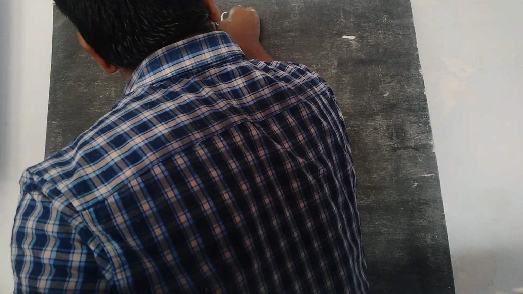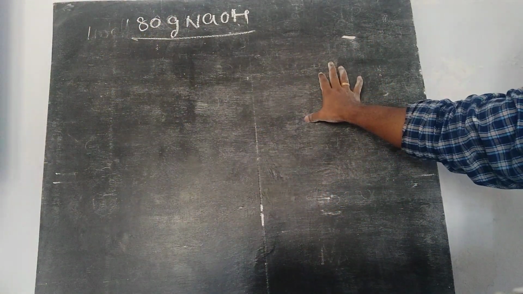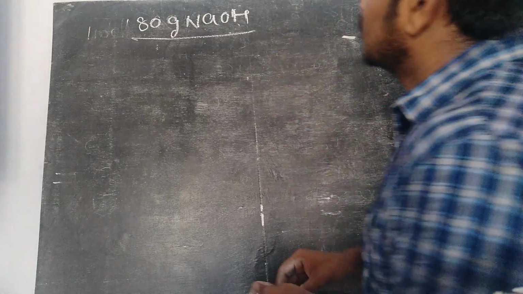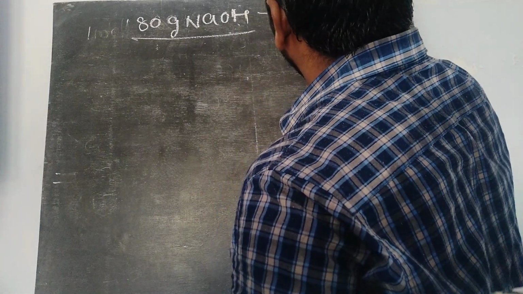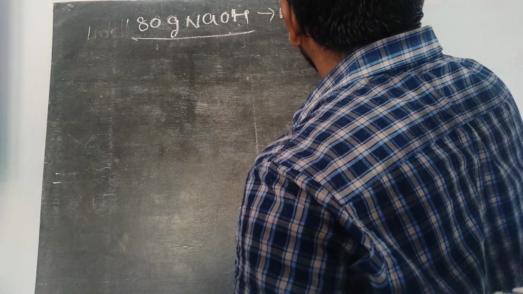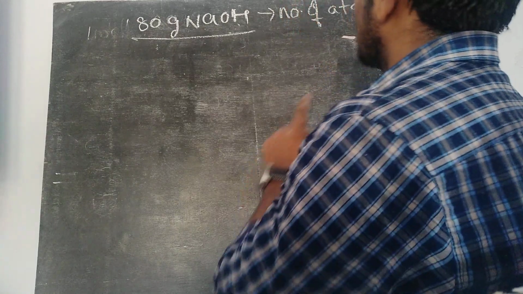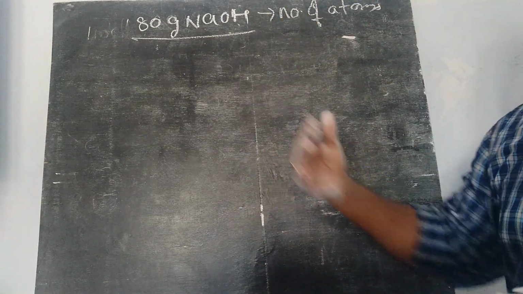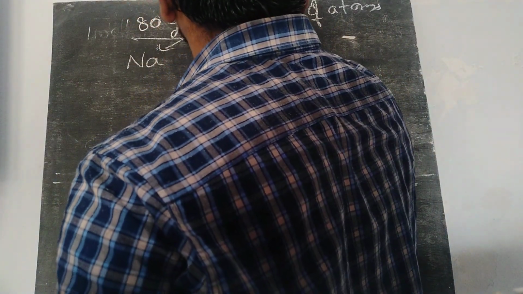For example, you can see I am writing 80 grams of NaOH they have given. So they are asking me the question: number of atoms in the NaOH. They are asking how many atoms in the NaOH there are. So 80 grams NaOH in the sense one sodium is there, one oxygen is there, one hydrogen is there.